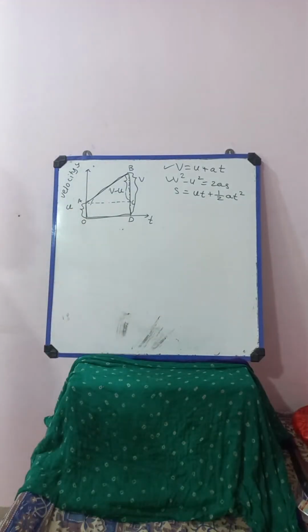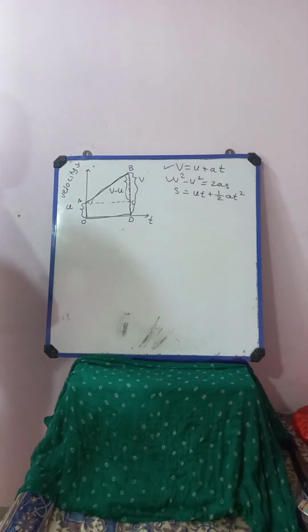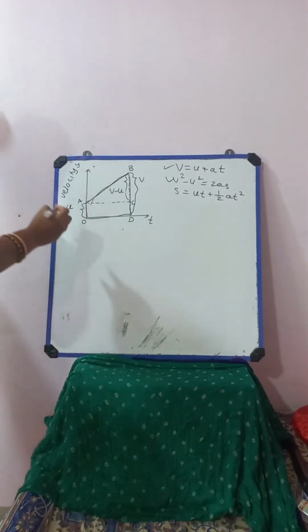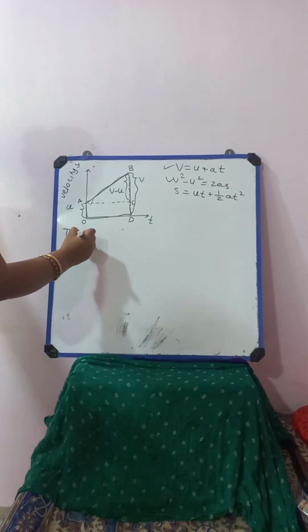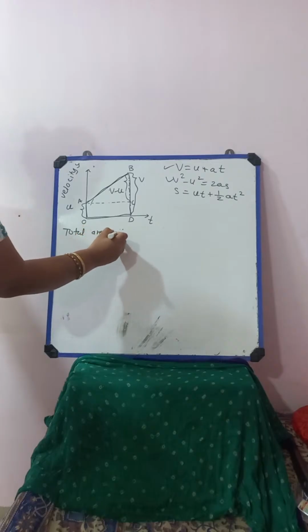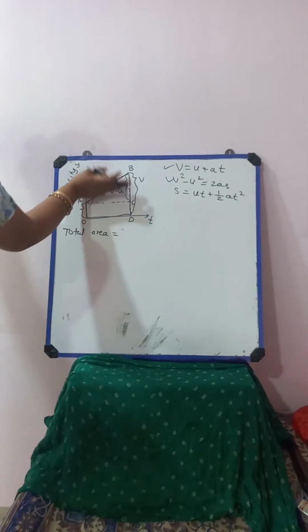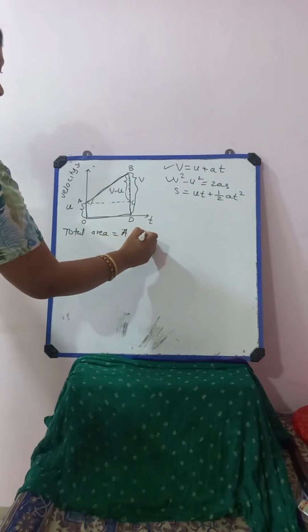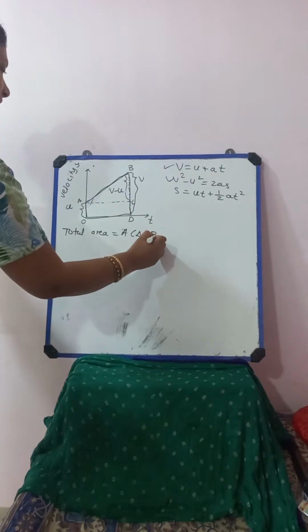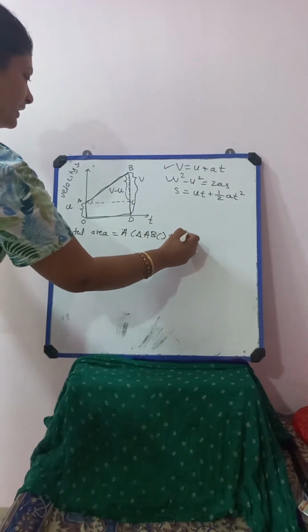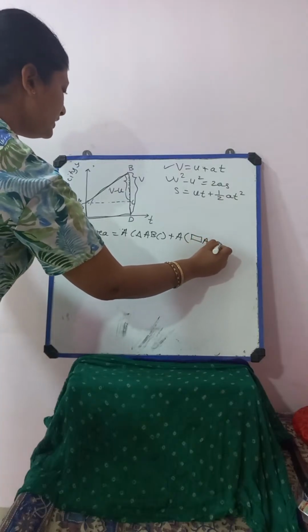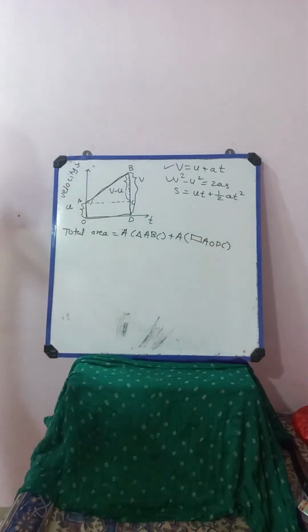Again we have to consider the same graph, only the area we are taking is different. In the last case we took the entire trapezium, but here the total area is nothing but what? Split this into the triangle and this rectangle. Area of triangle ABC plus area of rectangle AODC. So you can write down this area.